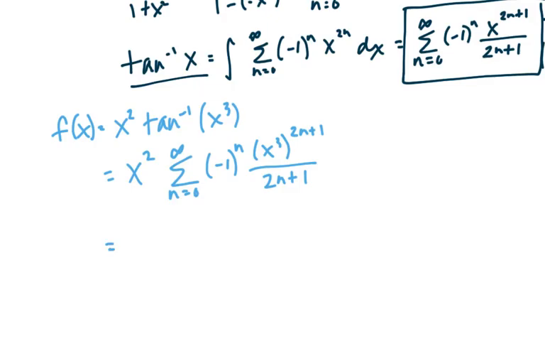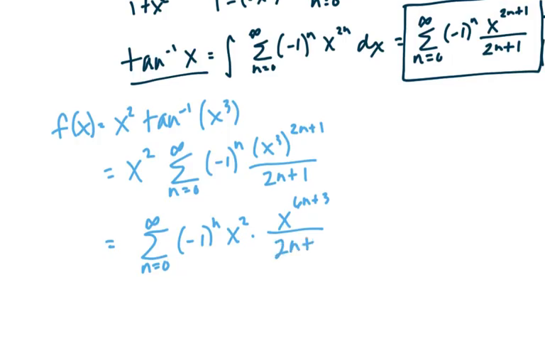So we have x squared. We can bring this x squared inside because it doesn't depend upon n, so it can move inside and outside similar to a constant. So we have n equals 0 to infinity, negative 1 to the n. Let's put the x squared right here. And then we have x to the 6n plus 3. We're going to distribute that power. 3 times 2n is 6n, 3 times 1 is 3, all over 2n plus 1.